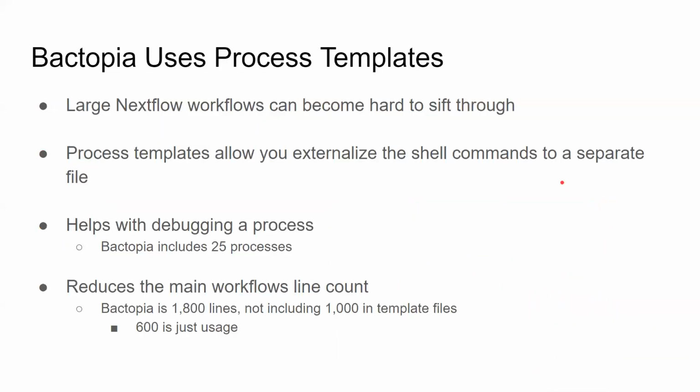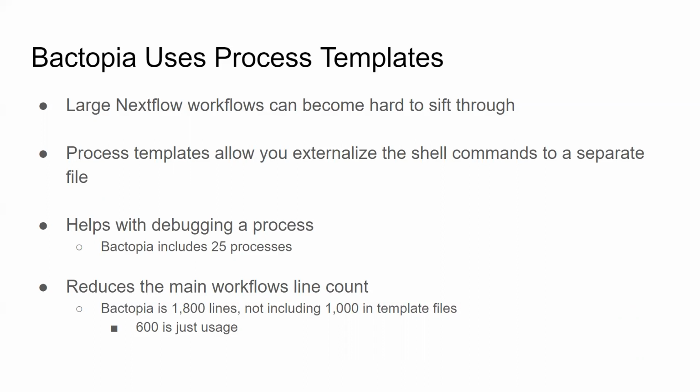So yeah, Bactopia carries those throughout. Bactopia also uses process templates. When you start making Nextflow workflows, they get pretty high in the line counts, which becomes a hassle to sift through. So Nextflow allows you to create what they call templates, but they're basically external shell scripts that you can use to tell the process, hey, when you run, look at this shell script and run what's in here. It is kind of templated. You can use Nextflow variables inside the shell script and all that.